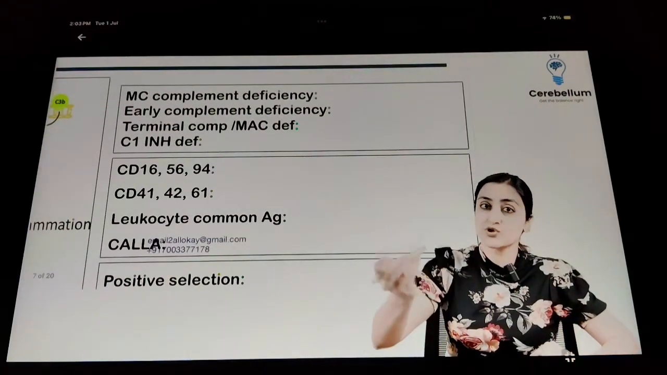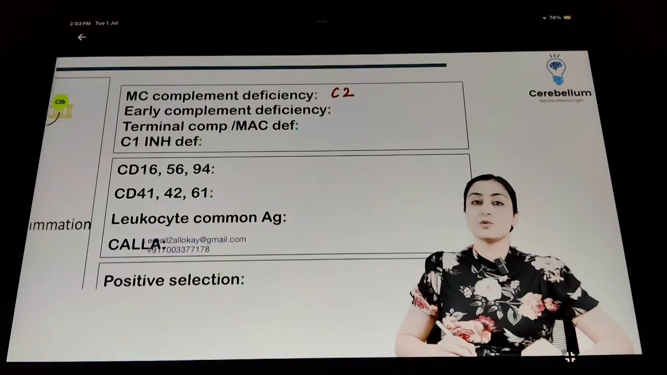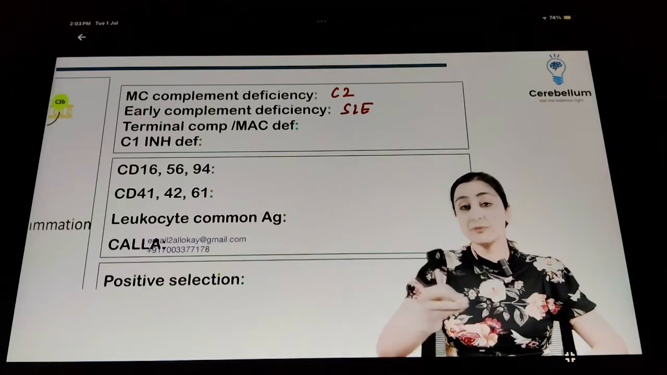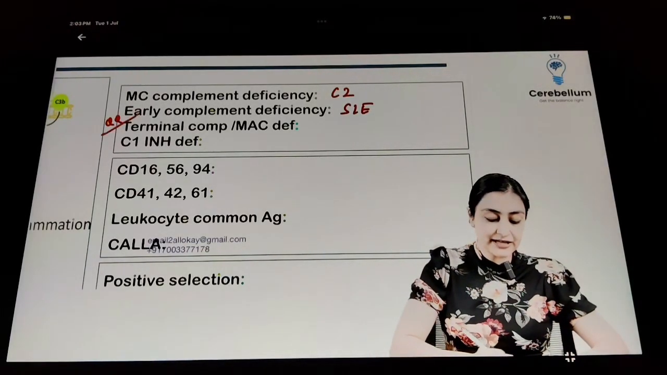A few questions. What is the most common complement deficiency? That is C2. Next, what will happen if there is early complement deficiency? You have autoimmune disorders like SLE. What will happen if you have terminal complement or membrane attack complex deficiency? And this is a very, very important question.